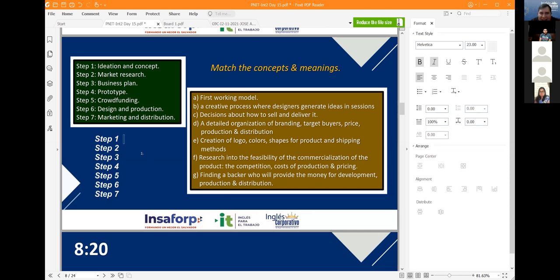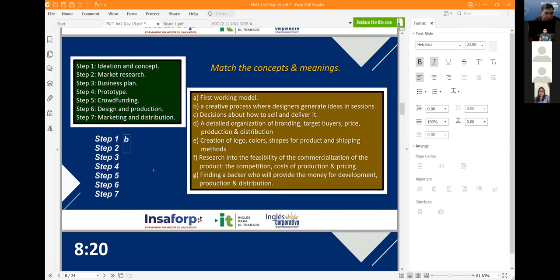For step one, ideation and concept, I know that ideation sounds funny, sounds like Spanish, right? Ideation, tengo una ideation. No, that is correct. Ideation is a correct concept. Ideation is a creative process where designers generate ideas in sessions. That is letter B.